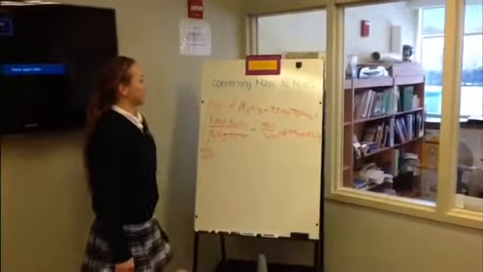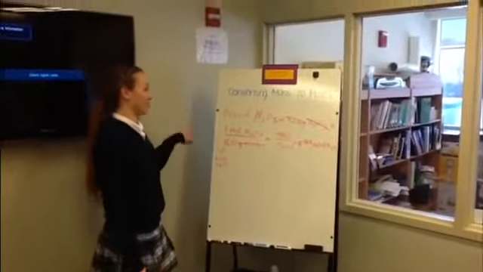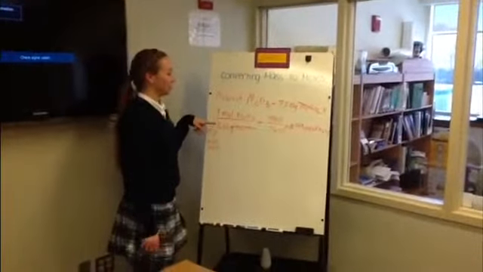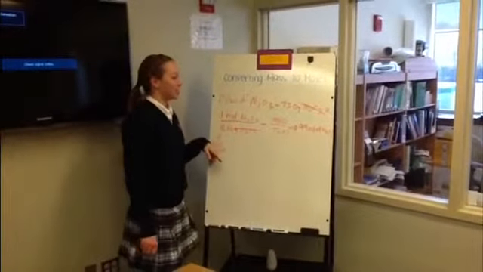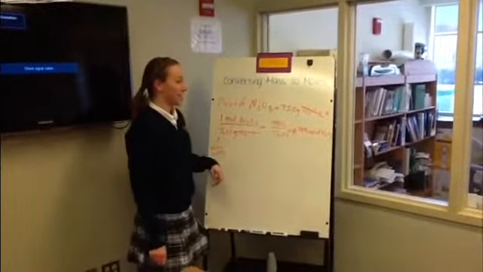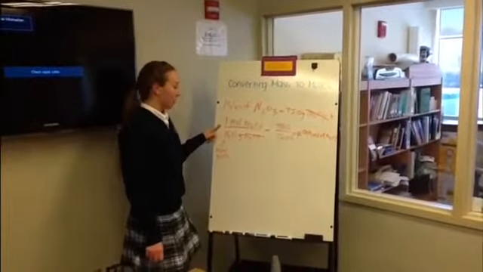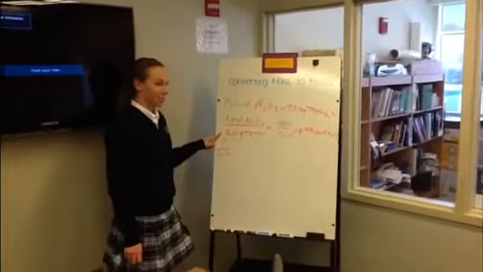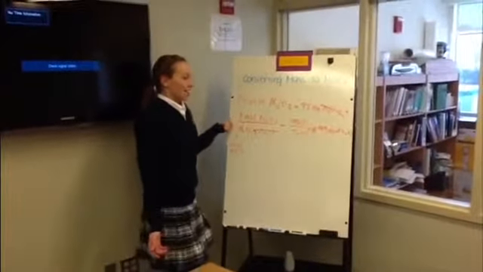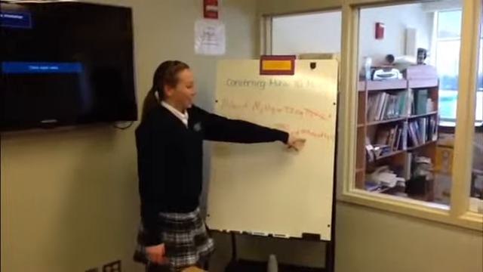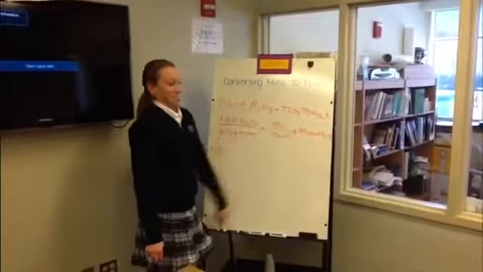We are converting mass to moles and trying to find the number of moles in N2O3, which is dinitrogen trioxide. So you take 75.0 grams of N2O3 times 1 mole of N2O3 over 76.02 grams of N2O3, and that would equal 0.99 moles of N2O3.